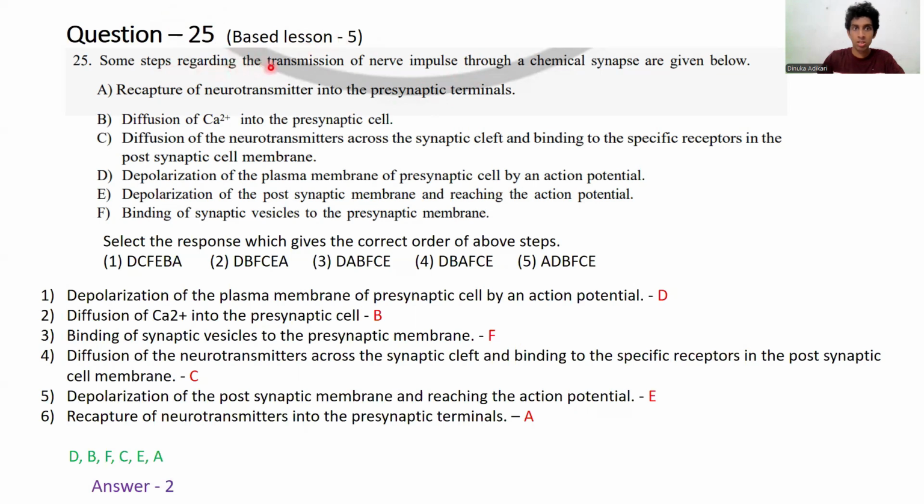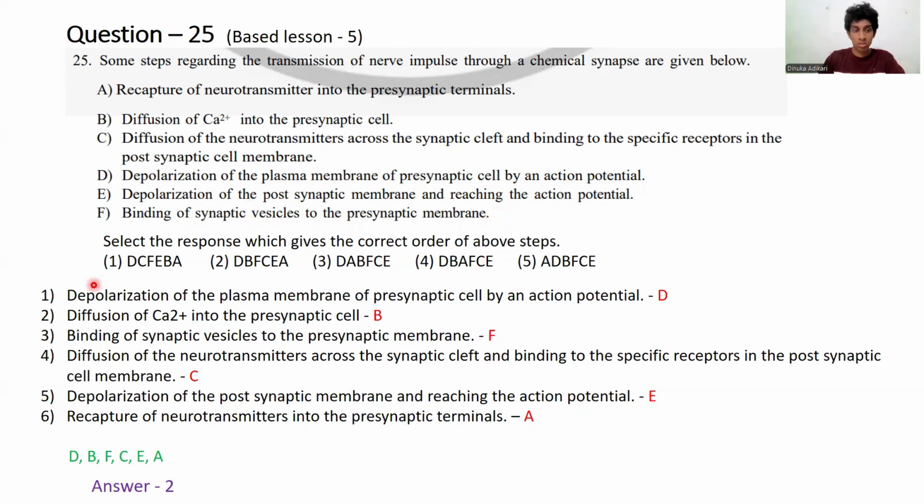Some steps regarding the transmission of nerve impulse through a chemical synapse are given below. Recapture of neurotransmitter into the presynaptic terminals, diffusion of calcium 2 plus into the presynaptic cell, diffusion of the neurotransmitters across the synaptic cleft and binding to the specific receptors in the postsynaptic cell membrane, depolarization of the plasma membrane of presynaptic cell by an action potential, depolarization of the postsynaptic membrane and reaching the action potential, binding of synaptic vesicles to the presynaptic membrane. So what is the correct order? So let's see what the correct order is.